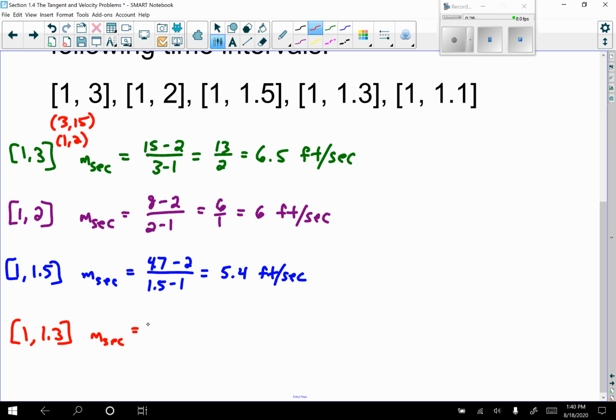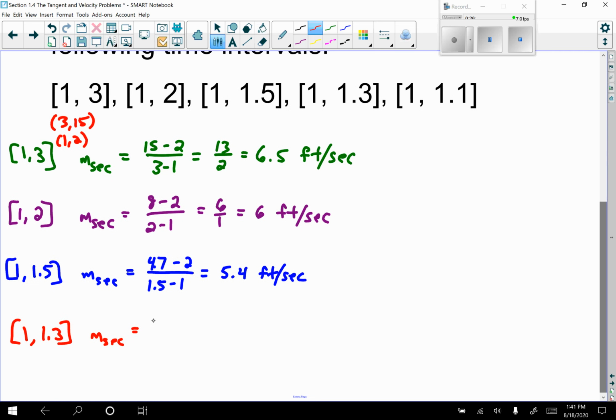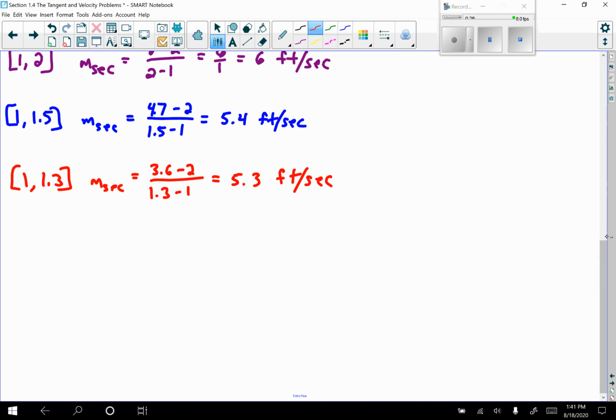So when t is 1.3, our distance is 3.6. So we do 3.6 minus 2 over 1.3 minus 1. If you go ahead and calculate that, you should get 5.3 repeating. So we could just round it, 5.3 feet per second. Now these aren't decreasing as drastically. And then we'll do the 1.1 here.